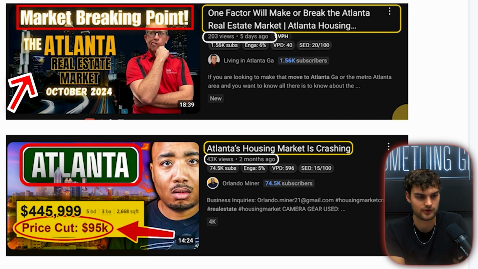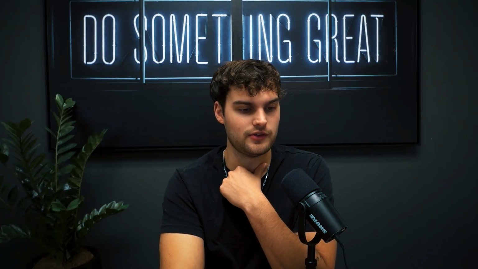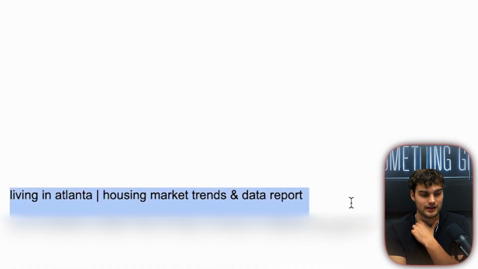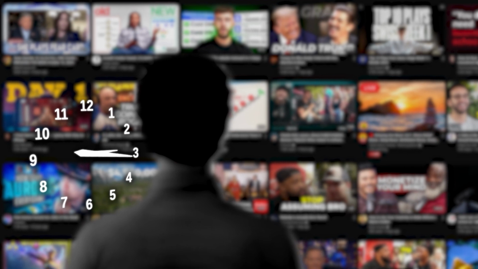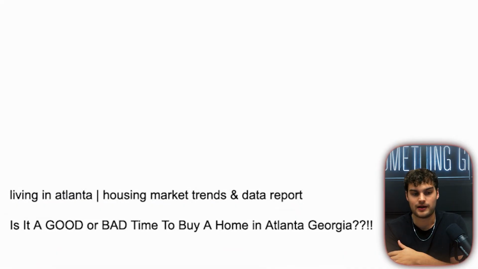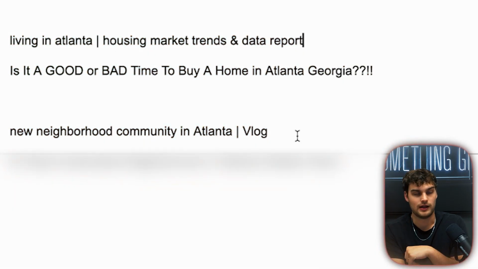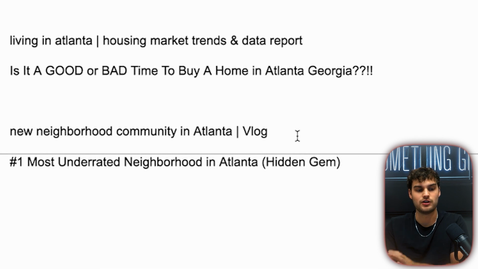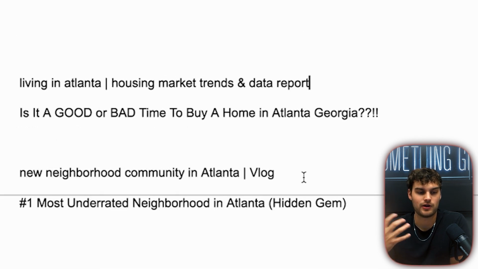So let me give you a couple other examples on how you could do this. So let's say the title of your video was a market update. I've seen agents where they titled it Living in Atlanta, Housing Market Trends and Data Report, right? Pretty boring. Nothing really gets me to want to watch it. Think of your viewer. They have 20, 30 minutes, maybe an hour to spend on YouTube, and they've got a bunch of options to click on. They're going to want to watch that or, Atlanta's housing market's crashing. And we could change this to, is it a good or bad time to buy a home in Atlanta, Georgia, right? That might be something we do. Or for example, let's say you're creating a video about a new community, a new neighborhood community in Atlanta vlog. Instead of saying that, maybe you want to say the number 1 most underrated neighborhood in Atlanta, hidden gem, right? So it's a lot more interesting when you think about the way that you want to put this title together.